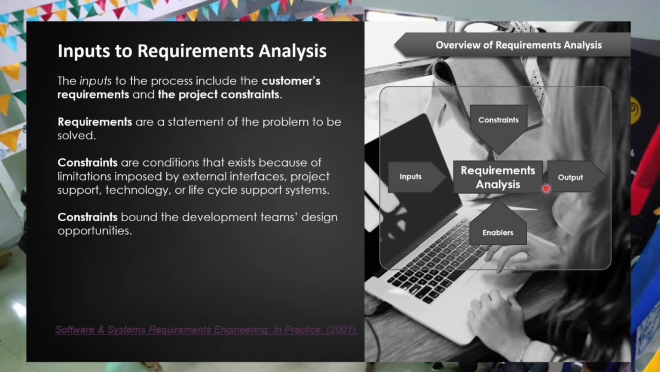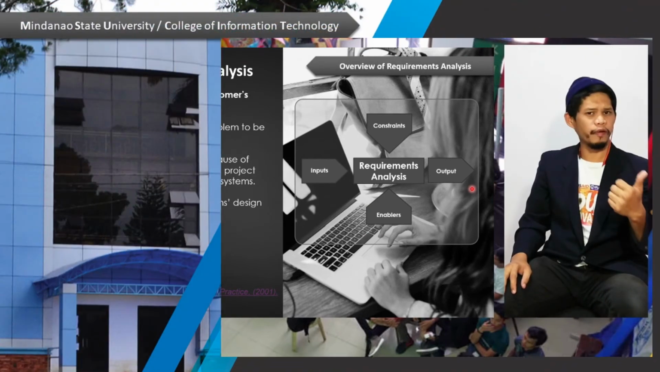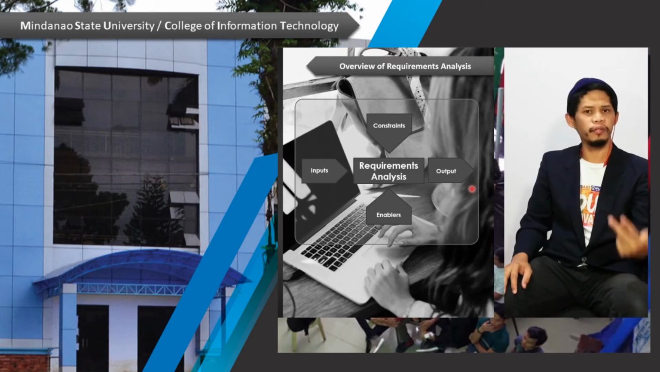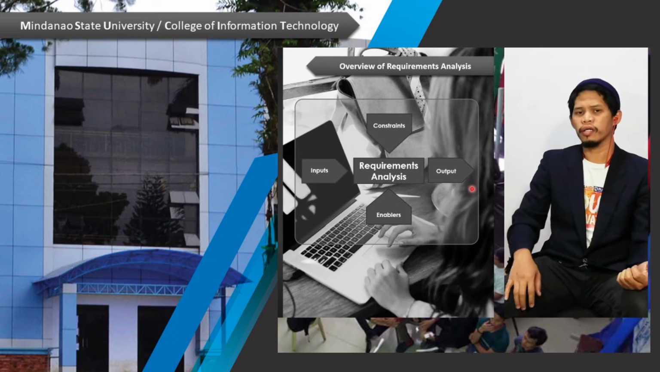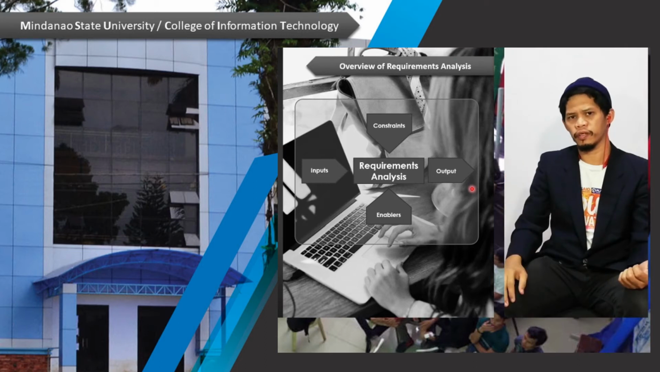Another input to requirements analysis is enablers. Examples of enablers are the development team themselves or tools or techniques that can be used to analyze the requirements. Examples of constraints are limitations like internet connection or limited funds to develop the software.